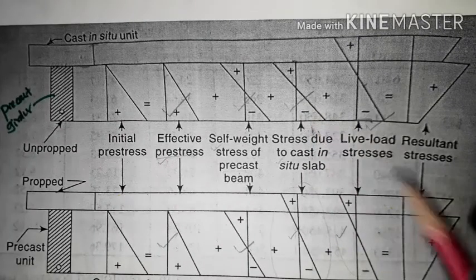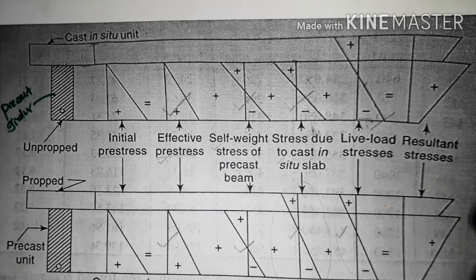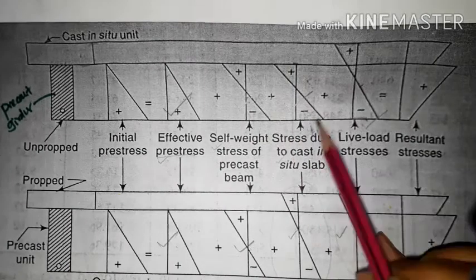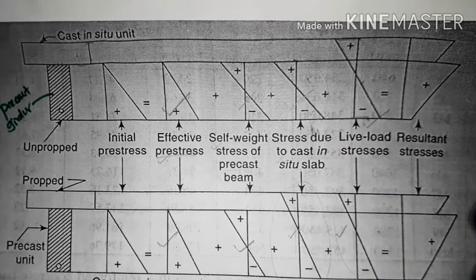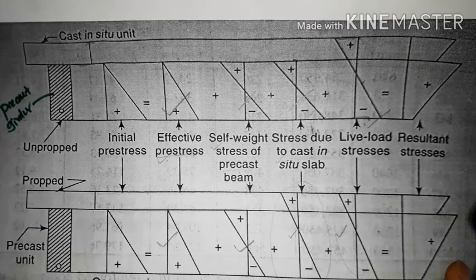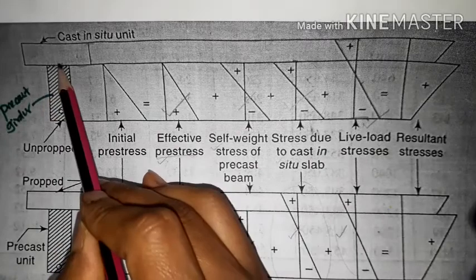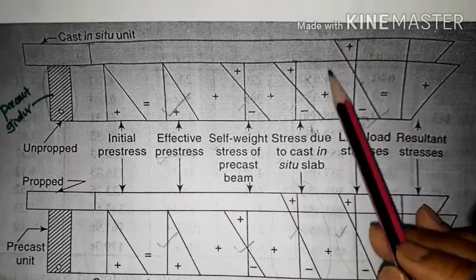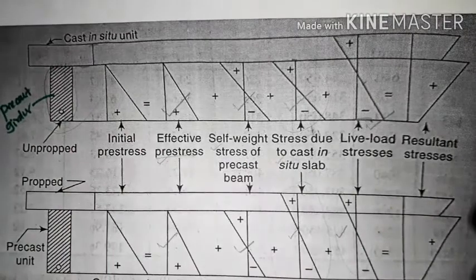That is a change. If in the exam you have to get the stresses, whether it is propped or unpropped condition, these changes you have to make. Only the stresses due to self-weight of the cast in situ slab will change. So what will the change be? See, when you calculate the stresses due to this, we have to consider the moment of inertia of only this part, and when you calculate the stresses due to live load, you have to consider the moment of inertia of the whole section. Are you getting the point?